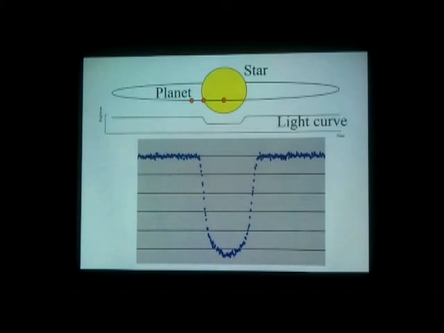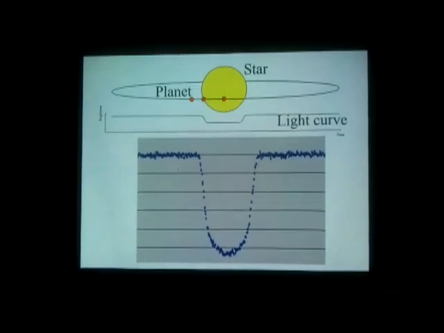This is when... did anybody happen to see the Venus transit this past June? Yes, that was very exciting. If you missed it, I'm sorry. You'll never get to see it again in your lifetime, because it won't come back for a very long time.